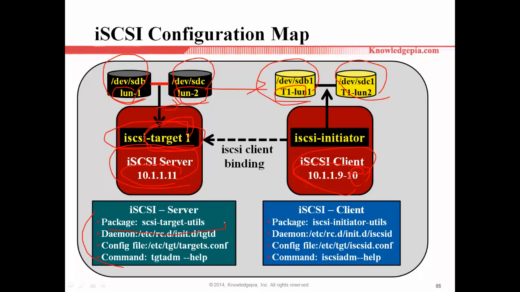First, the package. For the server, iscsi-target-utils. And after that, we need to start this daemon, tgtd, and the main configuration file for this daemon is /etc/tgt/targets.conf, and the main command will be tgtadm. The iSCSI client needs to install iscsi-initiator-utils. If we install it, then we will have this daemon, iscsid, and the configuration file, iscsid.conf, and the main configuration command will be iscsiadm.